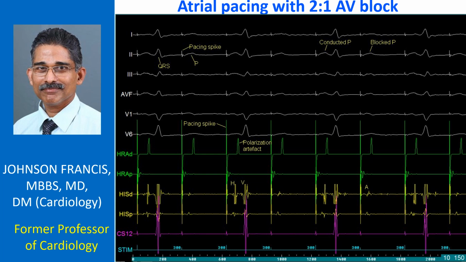Tracings from an electrophysiology study with intracardiac and surface electrocardiograms showing 2:1 AV conduction during atrial pacing. The upper 6 channels in white color are surface electrocardiograms: leads 1, 2, 3, AVF, V1 and V6. The pacing spikes are sharp deflections of very short duration. The P waves and QRS complexes are marked in lead 2.